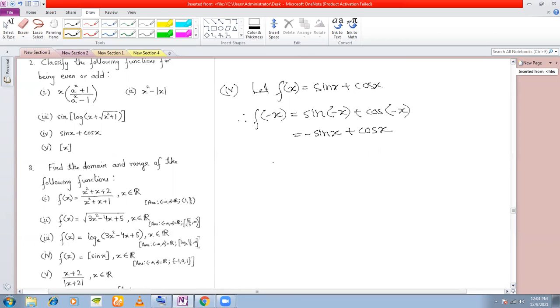Now, is it equal to f(x)? It's not equal to f(x), right? Or minus f(x), isn't it? So thus, therefore, hence we say f(x) is neither even nor odd.